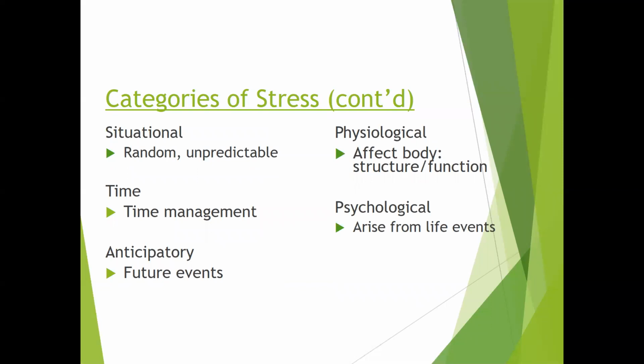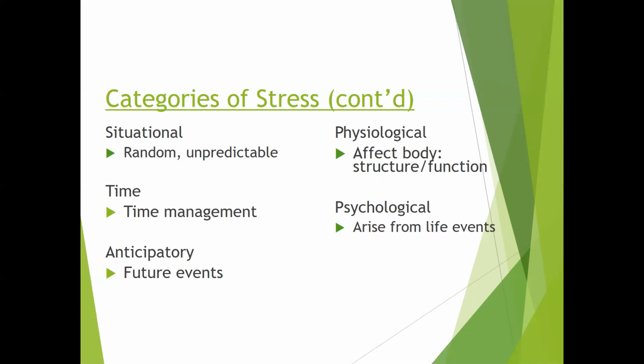There's also situational, which is unpredictable, such as having a car accident or a tornado ruin your car. There's also time, which is considered part of time management, like not having enough time to do homework, spend time with your kids, work full time, cook supper, attend kids' extracurricular activities. There's only so much time in a day. There's anticipatory stress, which is future events such as finals, like starting to get worried and stressed out about finals, even though it's five weeks away or whatever.